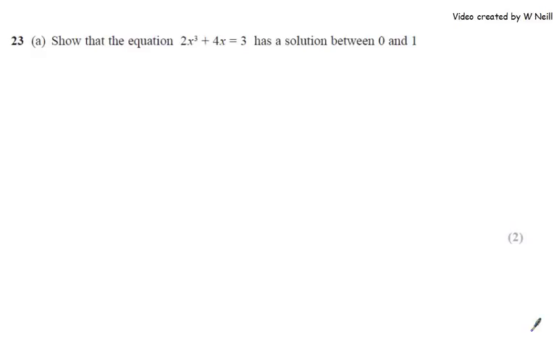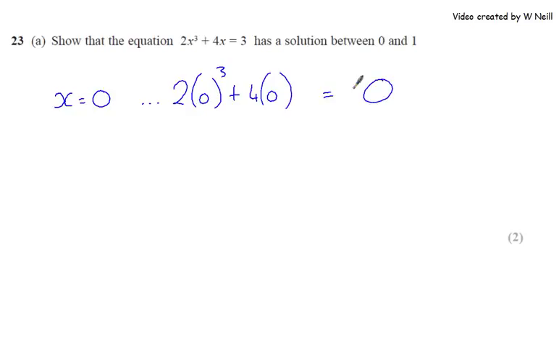Part A. Show that the equation 2x cubed plus 4x equals 3 has a solution between 0 and 1. Right, well, what I'm going to do is let x be 0. And that means I'm going to put it into the equation. I'm going to have 2 times 0 cubed plus 4 times 0. I want to see what answer I get. So of course everything times 0 is going to leave me with the number 0.